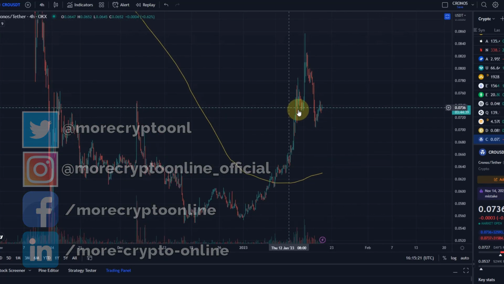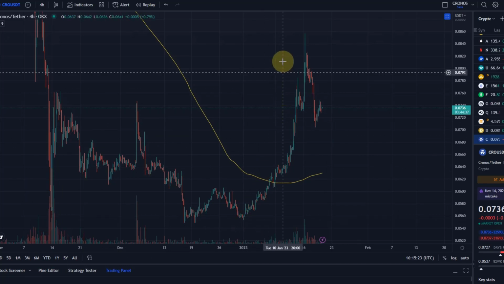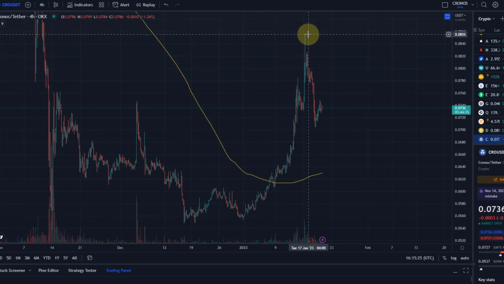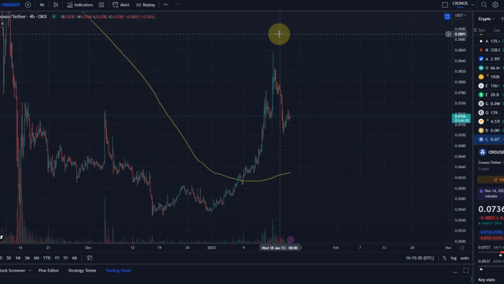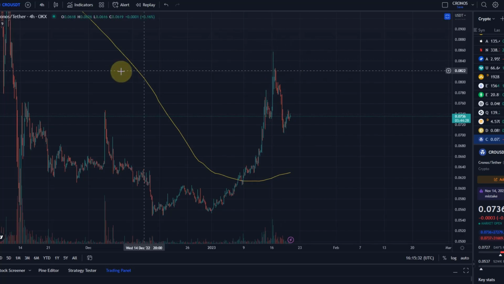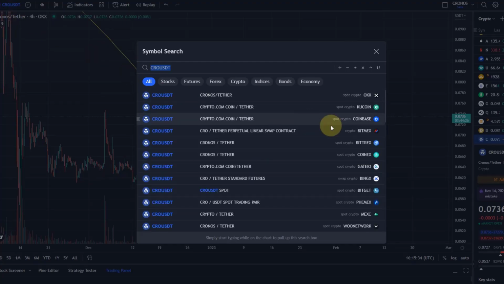I started to look at it again now because we have possibly a complete 5-wave move to the upside, which gives us an interesting trade setup. I wanted to wait until we have 5 waves, and we have clearly 5 waves here on the OKX chart. That's the USDT chart, so I'm always a bit careful with USDT charts.